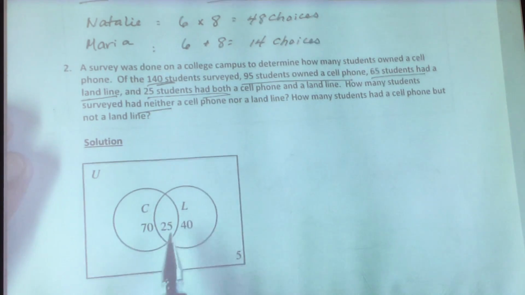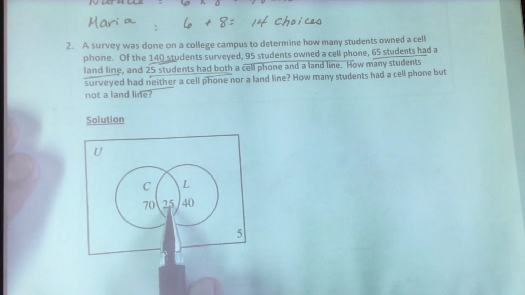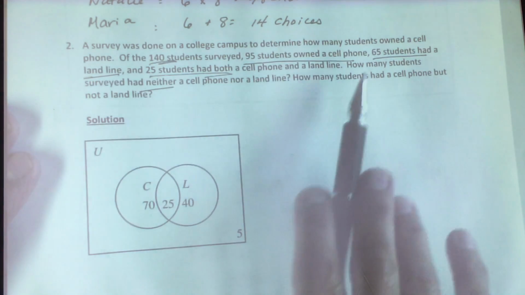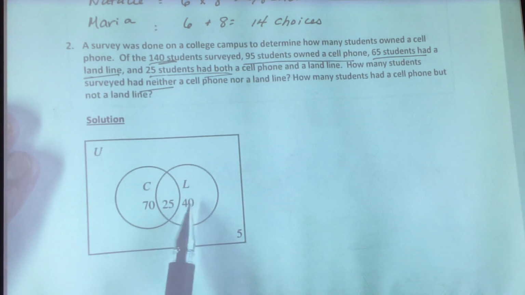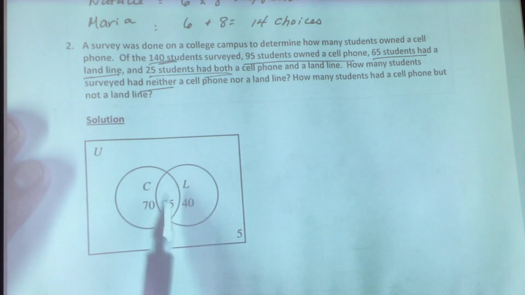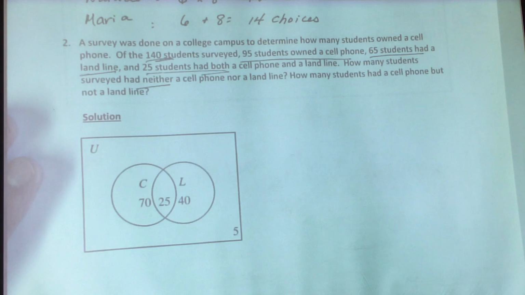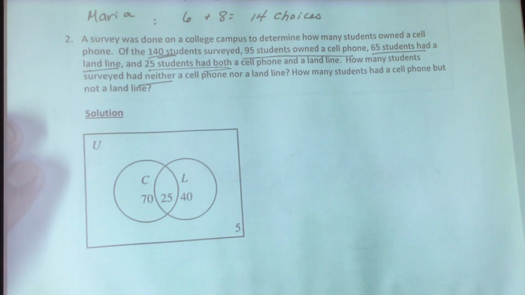So to draw your Venn diagram, you start with the middle, which is the intersection. It's 25. So you start with 25 and then you work out. 65 owned a landline, so you have 65 minus 25 is 40, and 95 owned a cell phone, so you have 95 minus 25 is 70, and 5 owned neither cell phone nor landline.